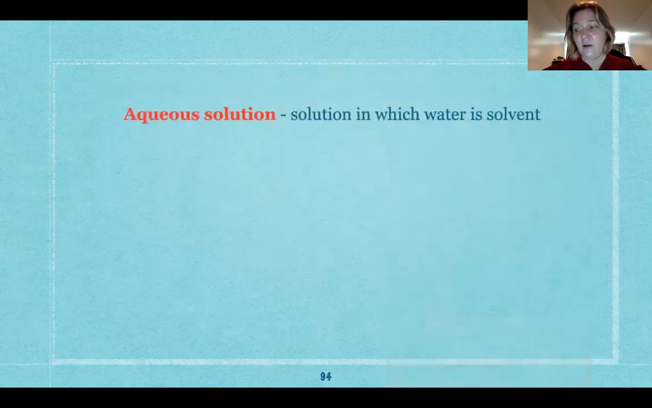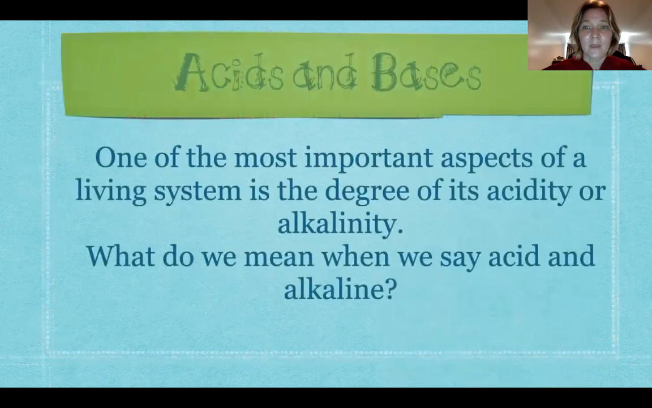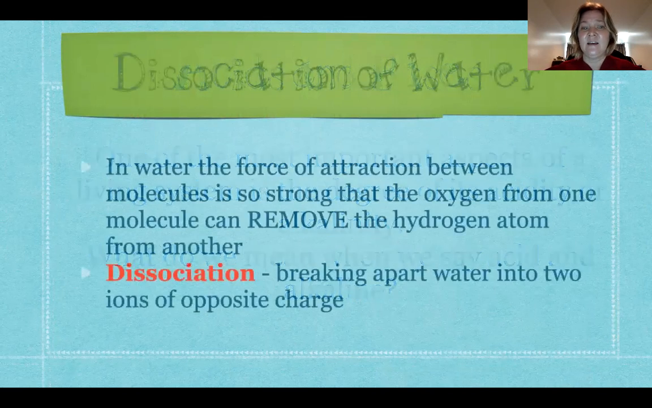Now, for biology, almost all of the solutions we talk about are aqueous. That means that they are solutions where water is the solvent. Now, one of the most important aspects of a living system is the degree of its acidity or alkalinity. When you look at people's health, especially in an emergency situation where somebody's in an accident, they can learn a lot about the state of your health by looking at the pH of your blood. So what do we mean when we say acid and alkaline?